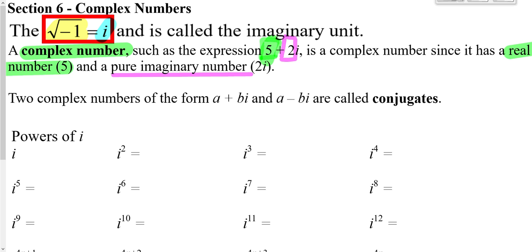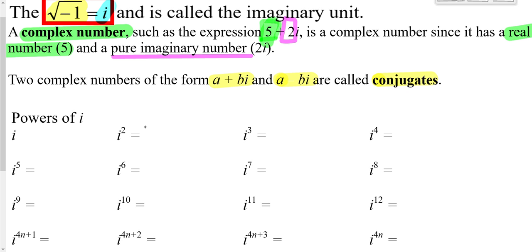Now, most complex numbers are in the form of a real number plus something that has i's, or a real number minus something that has i's. And then remember from what we did before, when you have two things added or subtracted and you switch the sign in between, they're called conjugates. Now, as we look down below here, we're going to look at powers of i. It does come into play and is helpful.